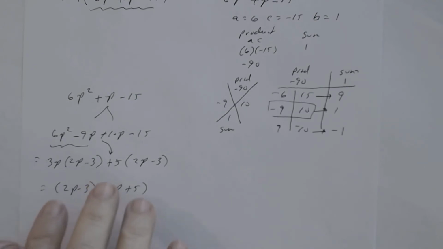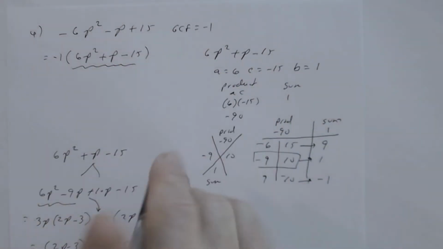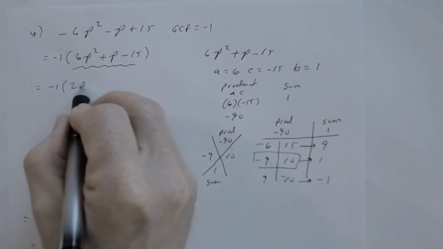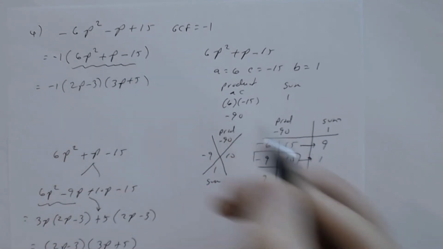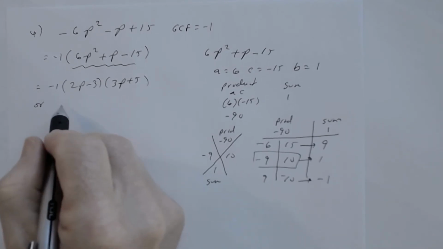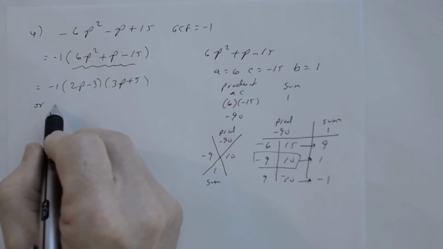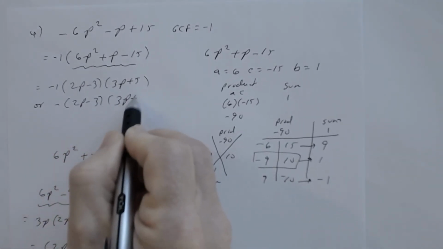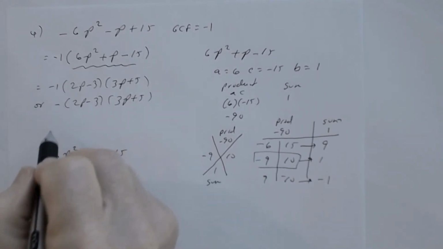Okay, but remember, you want to factor the original. So the original GCF, we factor out a negative 1. So this is going to become negative 1 times 2p minus 3 times 3p plus 5. Or if you want to, I just want to remind you, see how this is negative 1? Some students, and in most textbooks, they'll write it as negative (2p minus 3) times (3p plus 5). And remember, if you just see a negative, that's understood to be a negative 1.